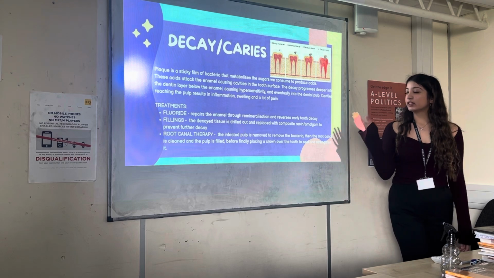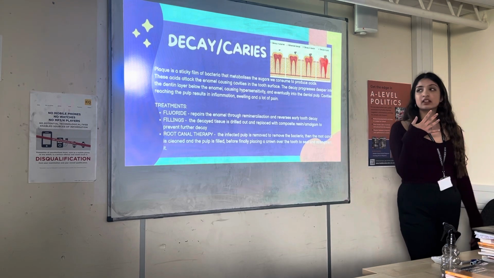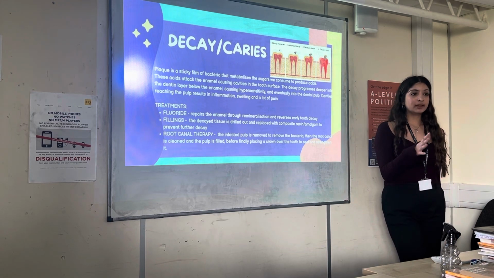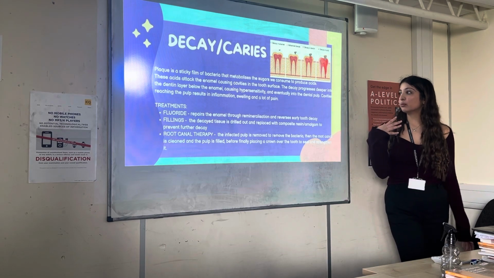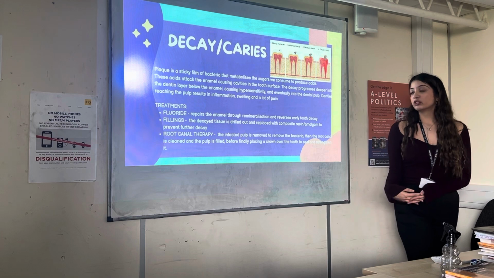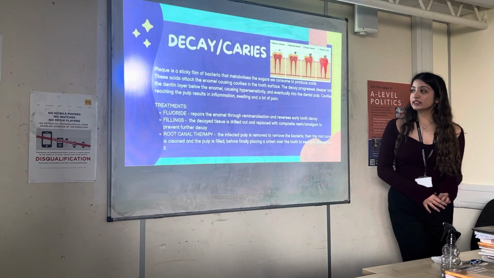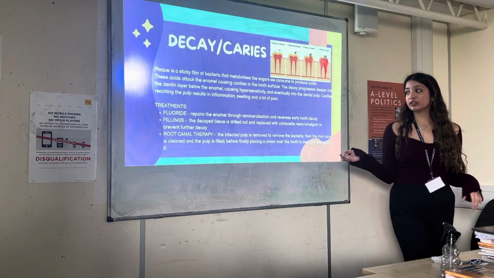And eventually the decay progresses deeper down into the dentin layer, and that causes hypersensitivity, which we're going to be talking about on a later slide, and eventually goes into the dental pulp, which results in inflammation, swelling, and a lot of pain. So there's three treatments for dental decay.